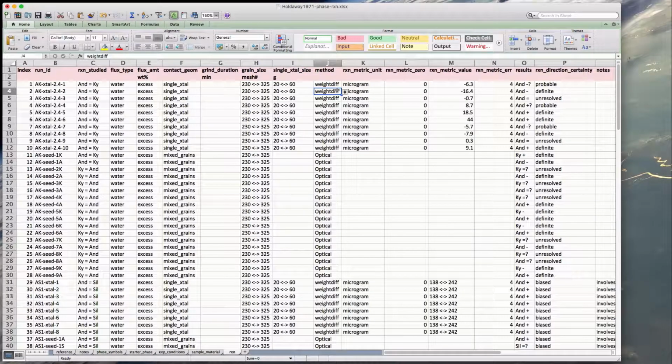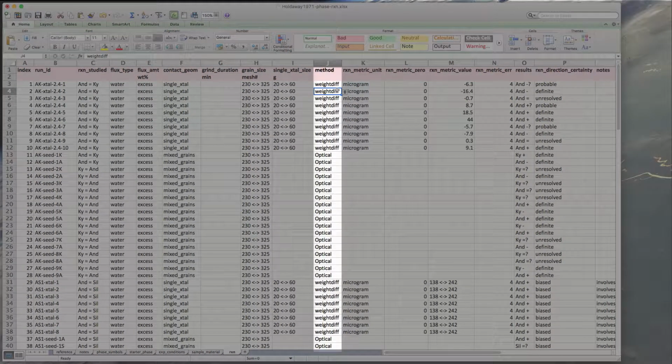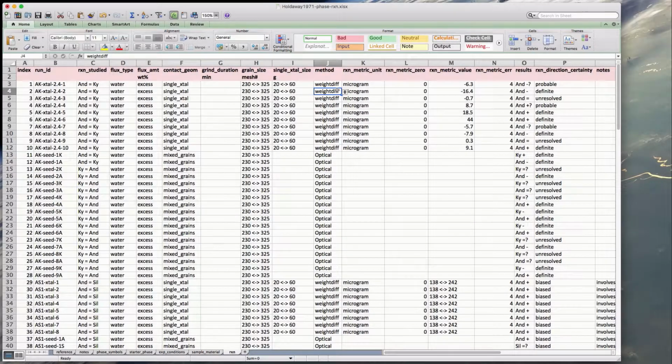There are many different methods used to assess whether the reaction has proceeded toward the reactant side or the product side of the equation. One typical method is weight difference when using single crystals. This is where a single crystal is surrounded by a powder and it is measured before and after, and the difference is used to indicate which direction the reaction is proceeding.